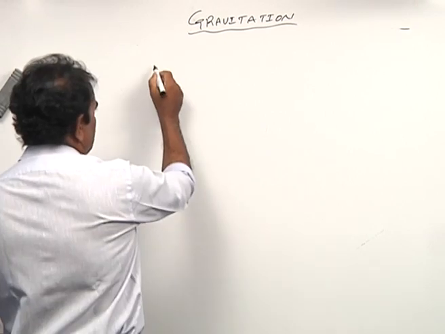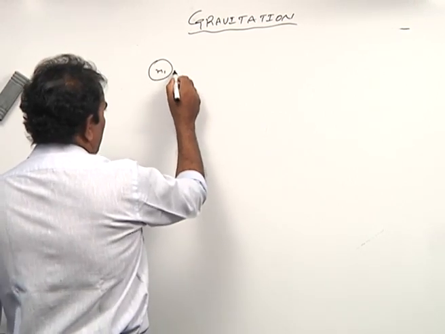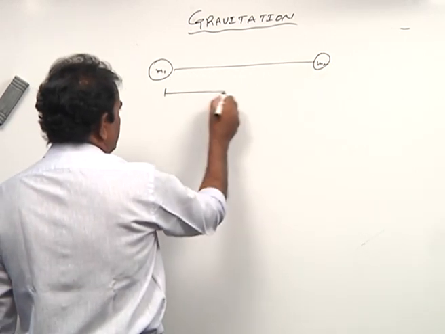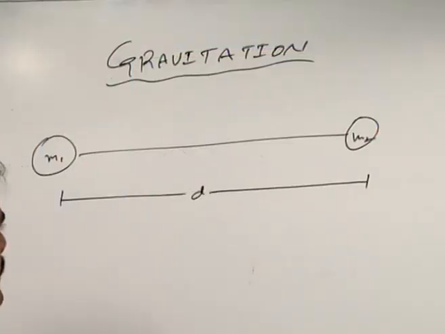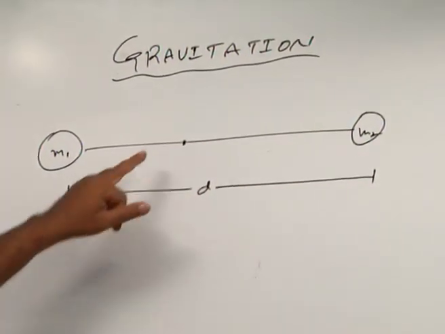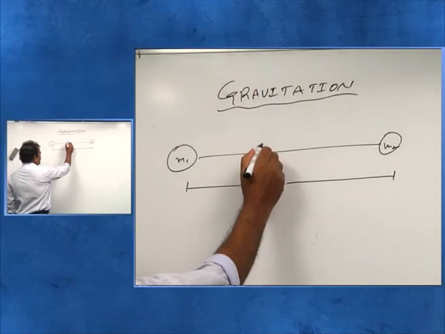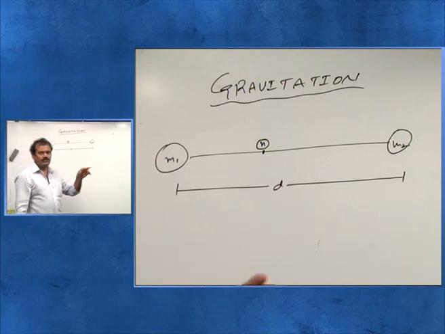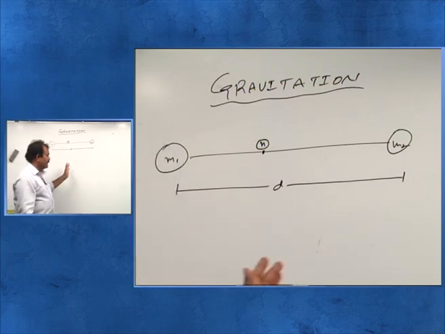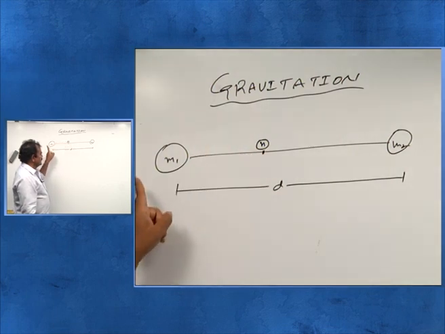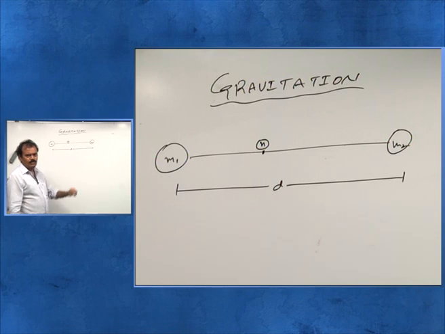So neutral point means, suppose here you are taking m1, and thereafter m2 is here, and they are separated by a distance d, and now you are taking some point here. That point we can say is a neutral point. How do you define that neutral point? In the combined gravitational field of two masses, the point where the resultant intensity of gravitational field is 0 is said to be the neutral point.